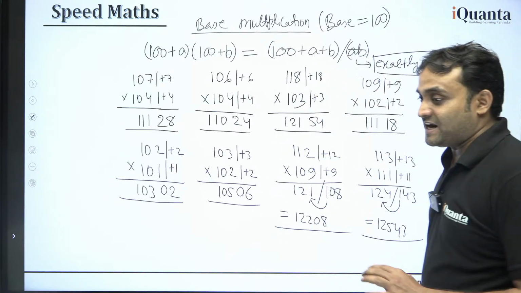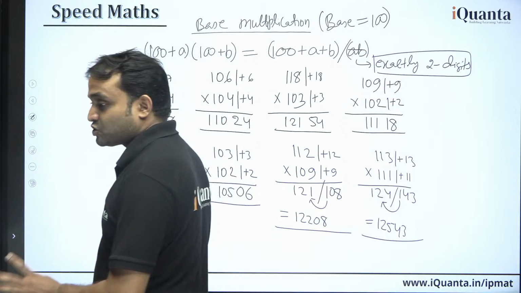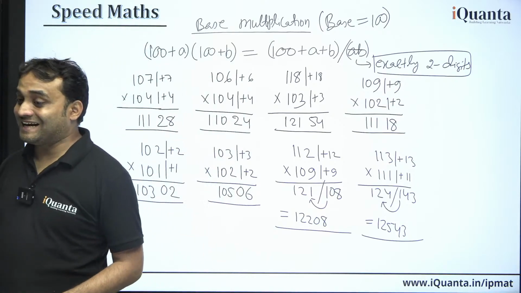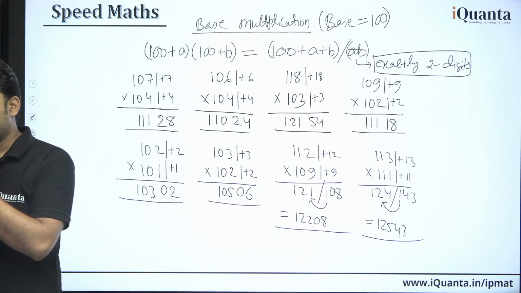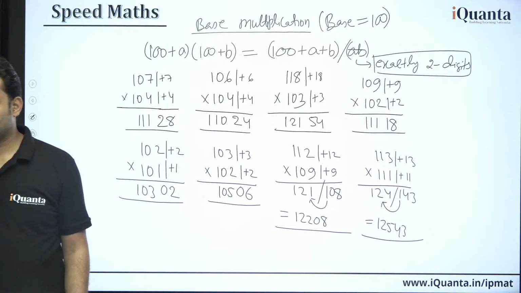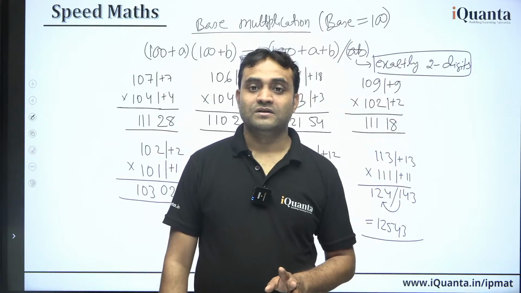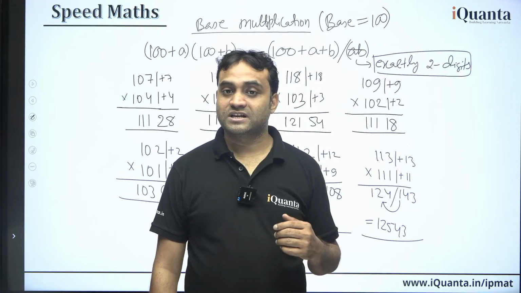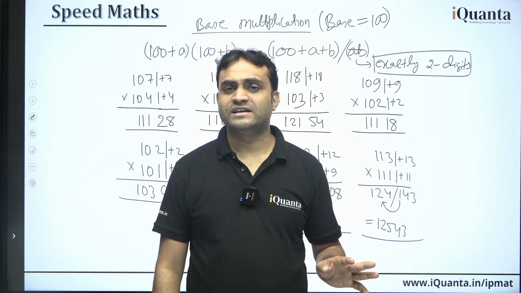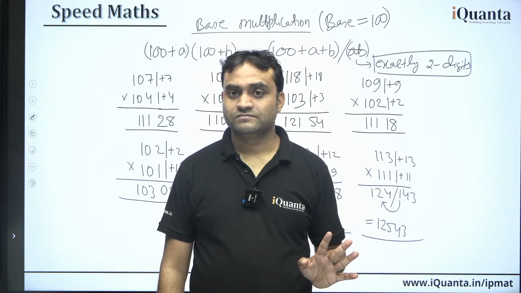To multiply two numbers which are close to 100, and we get that many times, right? We get that many times. These type of calculation we face all the time. So now you can do these calculations in your head very easily. Yes or no?